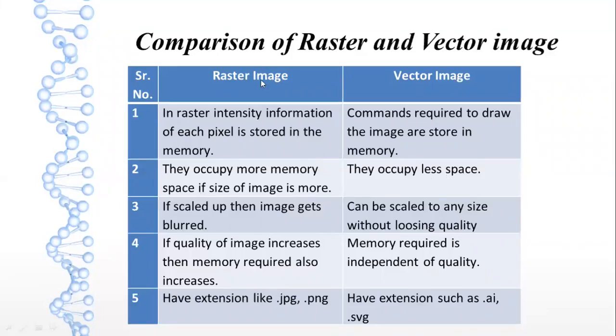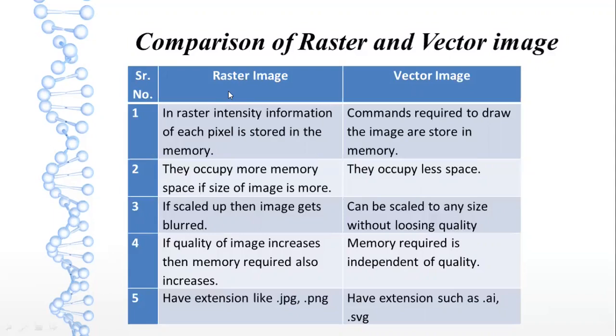Okay. Then in case of a raster image, if the raster image is scaled up, then the image gets blurred. But in case of a vector image, the scaling does not affect the quality of the image. Okay, so that's why we can say that vector images are better than raster images. Then if the quality of the image increases, then the memory required also increases. So in case of a raster image, we can say that memory requirement depends upon the quality of the image. Okay, so let's assume that we have a black and white image. Then the memory which is required to store that black and white image will be less. Why? Because there we have only two colors. So in order to store color information of two colors, we require only one bit.